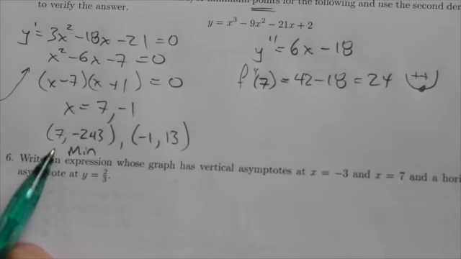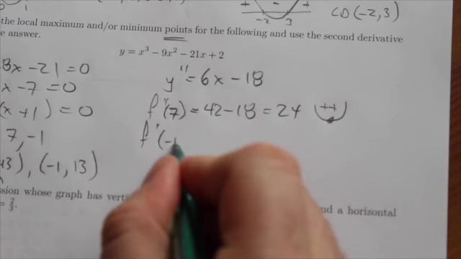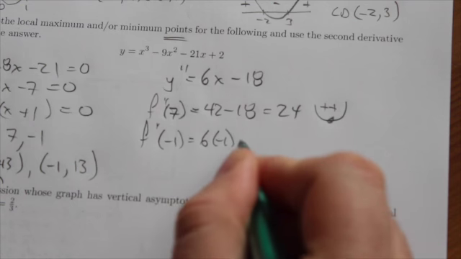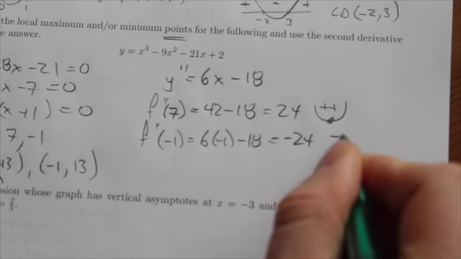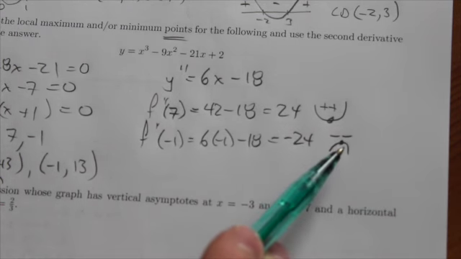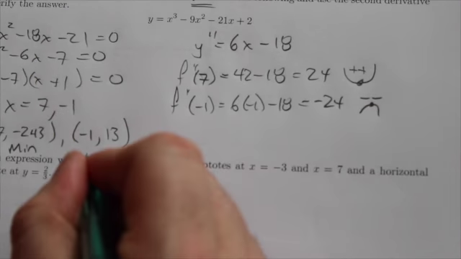Okay, so I can come back over here and identify 7, negative 243 as a minimum. Now if I plug in the negative 1, that's 6 times negative 1, which is negative 6, minus 18. That is negative 24, and we know what that means. It's so sad. So anyway, the mouth goes down, and that means this one is in fact a maximum, just like we predicted.